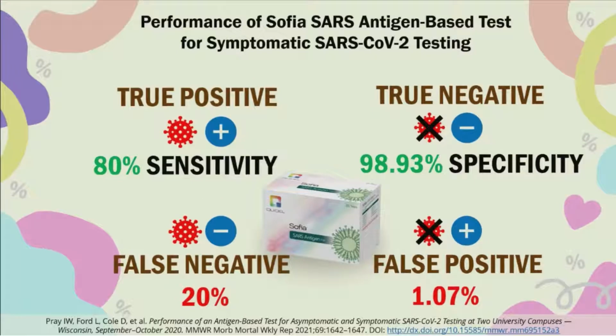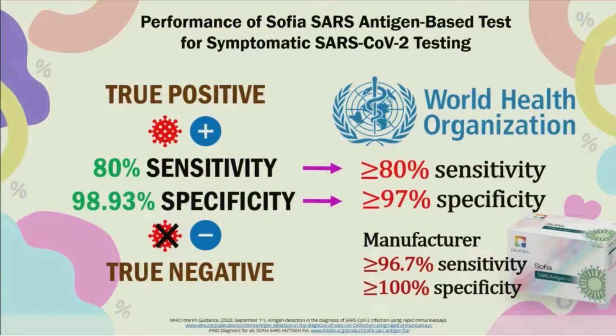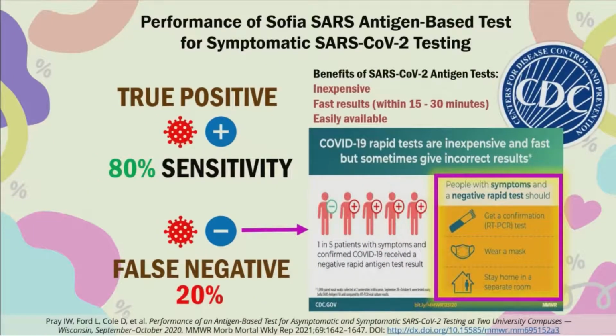The findings support the use of Sofia SARS antigen test as an added armamentarium in the immediate testing and diagnosis of COVID in symptomatic persons in line with the levels set by the World Health Organization. Re its 20% false negative rate, the US CDC has set guidelines for symptomatic persons who get a negative antigen result.